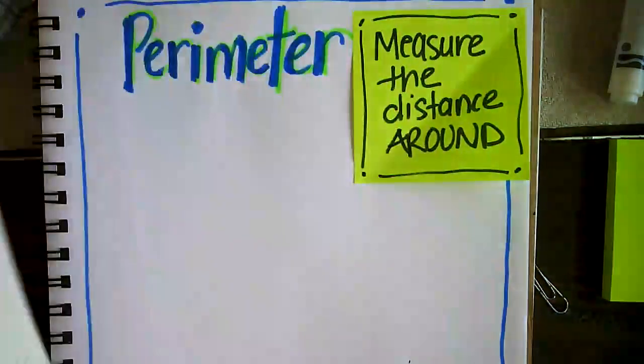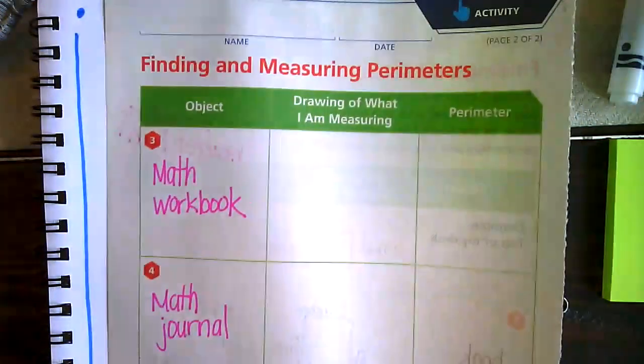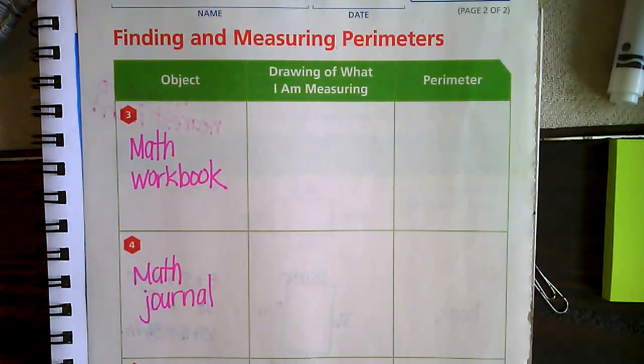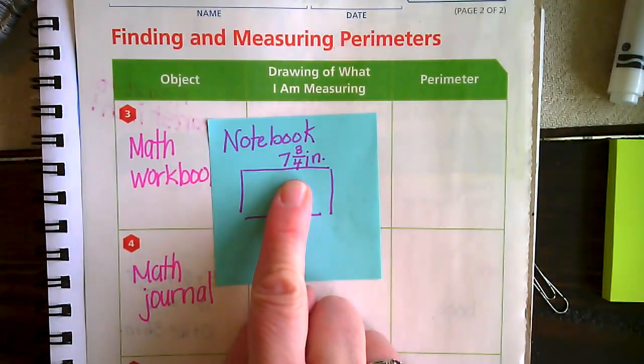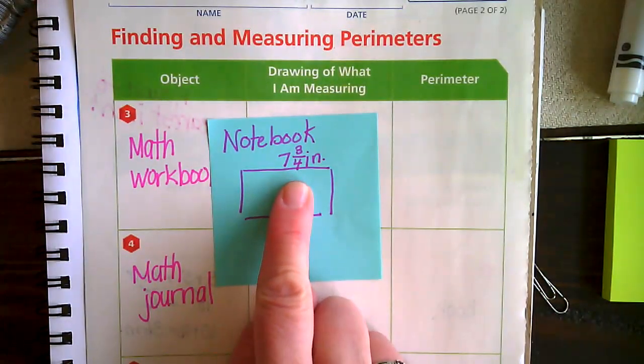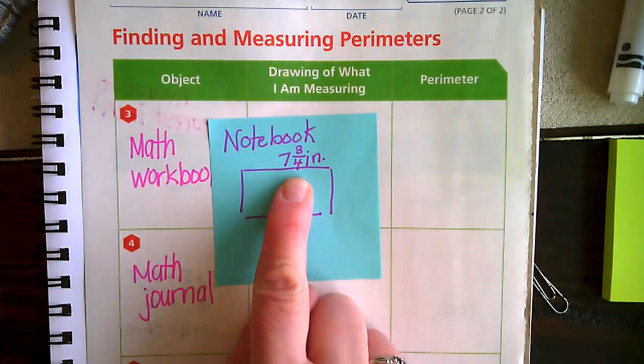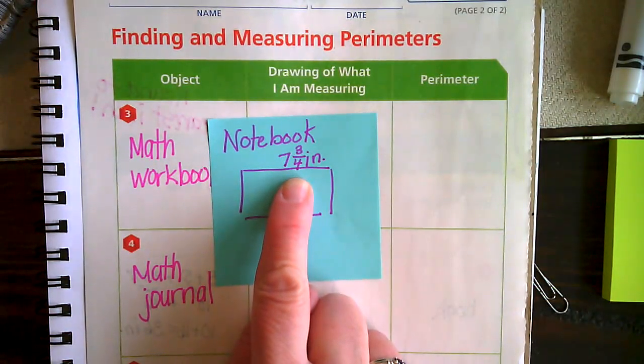For your practice, let's flip over. You all have your math workbook and you all have a math journal. I want you to draw a little pencil sketch of both, measure them, and find the perimeter. Now, I said a few minutes ago I want you to round to the nearest inch. For example, if you measure your notebook and it measures 7 3/4 inches, I don't want you getting caught up on adding up 3/4. Let's just round that.